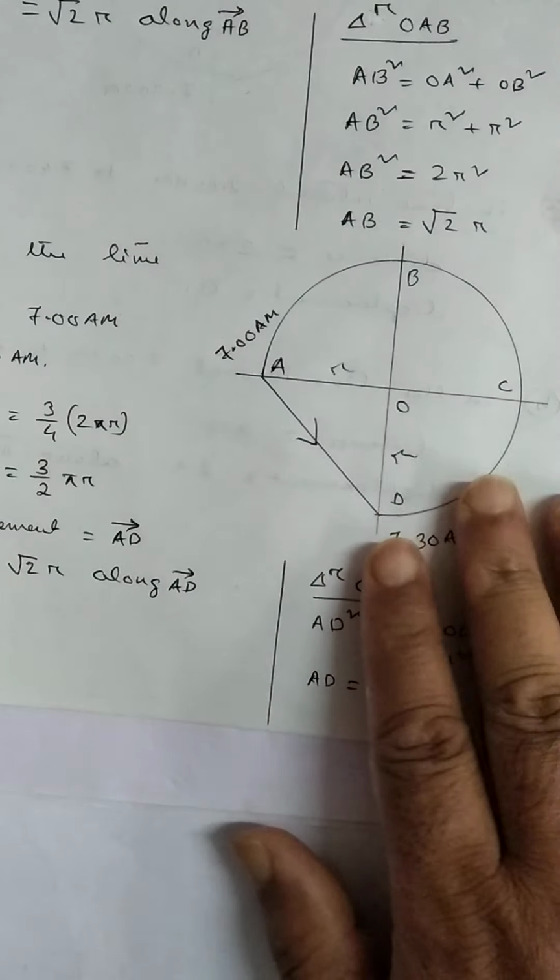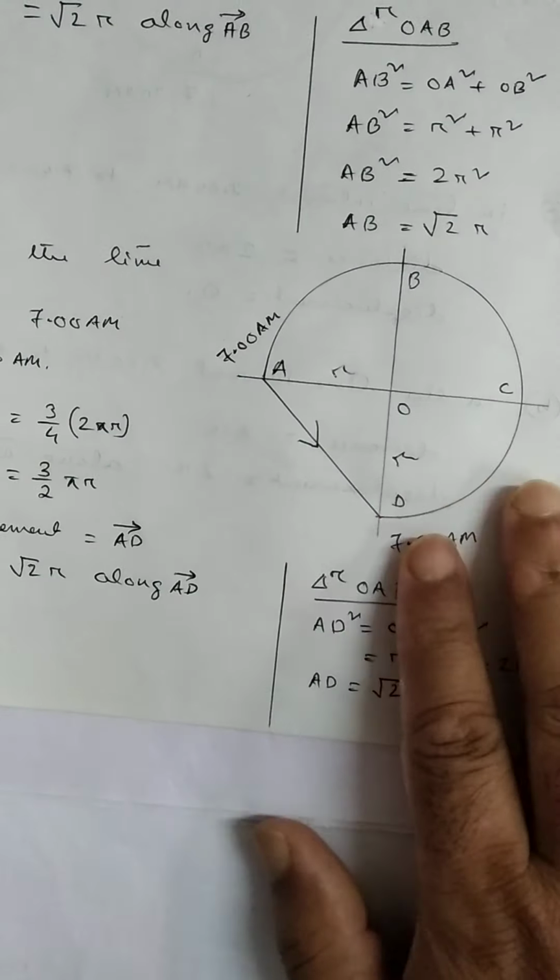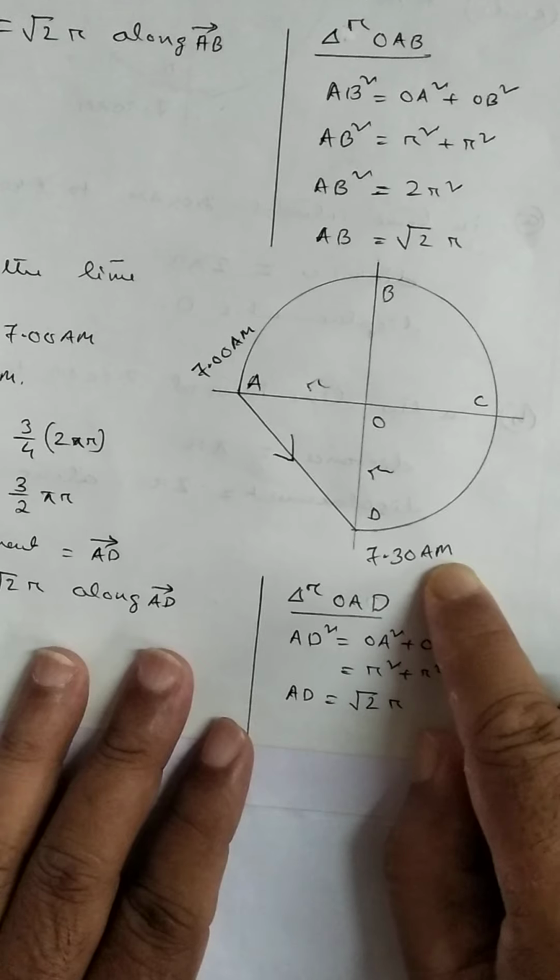So this is a good example of that particular property of displacement, where it is said that displacement never gives the information of the actual path traveled by the object. Actually, the body moves in this path. But this is the displacement in the time interval 7 a.m. to 7:30 a.m. So today I stopped here.